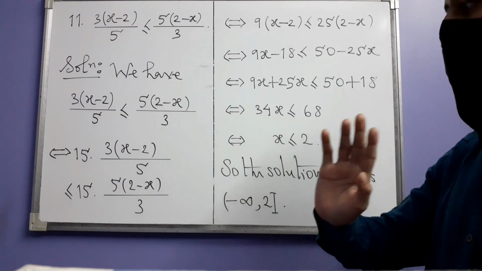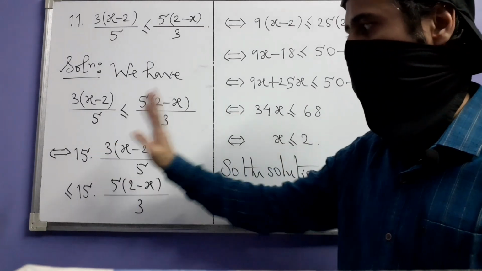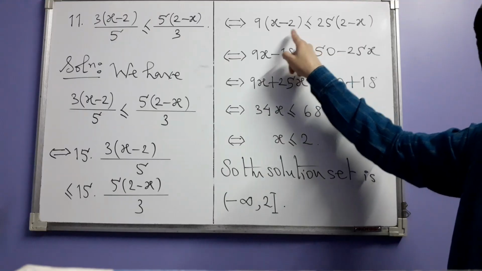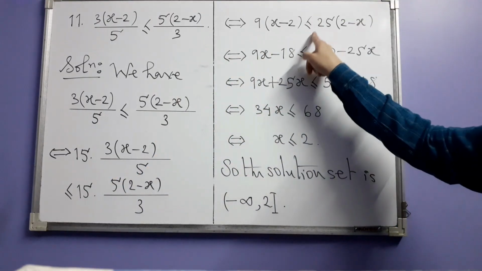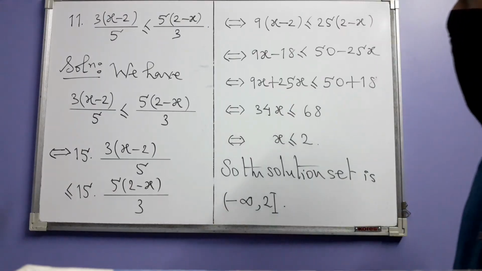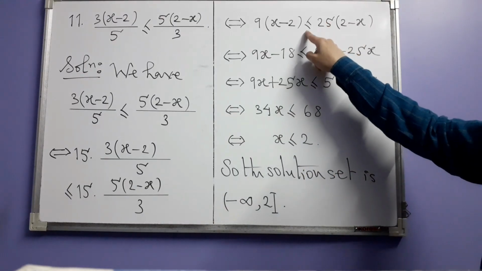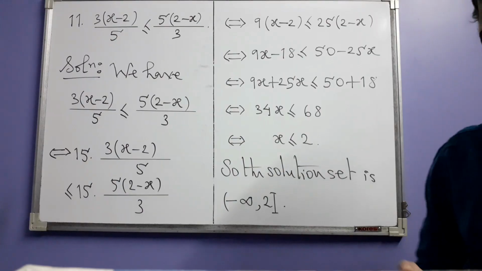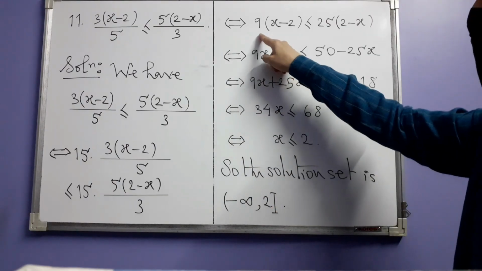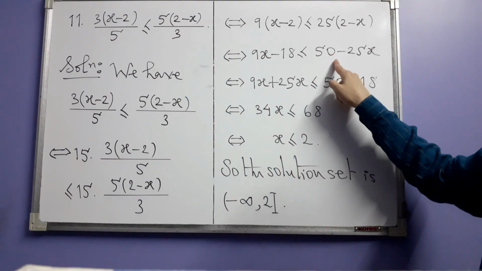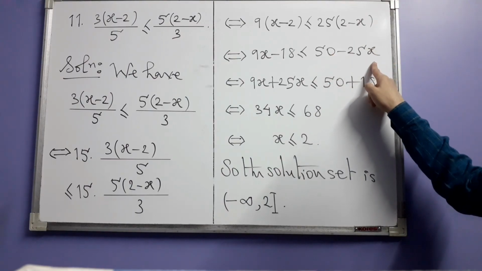And then you do the cancellation. Here you will get 3. 3 times 3 is 9. So 9 times x minus 2 is less than or equal to, here the cancellation gives you 5. 5 times 5 is 25. It is less than or equal to 25 times 2 minus x. So then you do the multiplication. 9x minus 18 is less than or equal to 25 times 2 is 50 minus 25x.